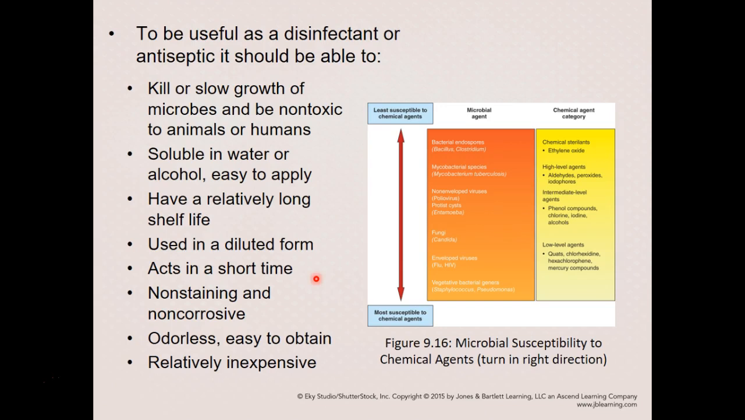Typically, you want to be dissolvable in water or alcohol and easy to apply. We like our chemicals to have a long shelf life, so we don't have to buy new chemicals every month. The more dilute we can use, the better, because we have less chemical per water. How fast does the chemical work? Does the chemical cause damage to the material that it's going to be on? Does the chemical have toxic smells? And how expensive is the chemical?